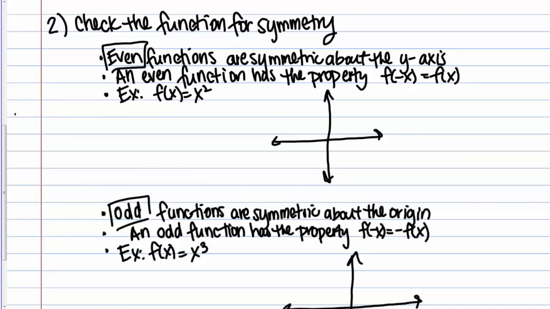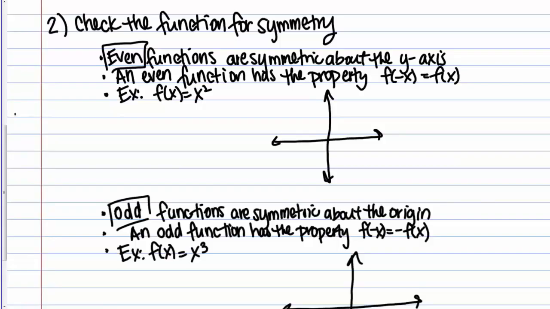Step 2 of the graphing process is to check the function for symmetry. Checking for symmetry may be something that you haven't done in a long time, so we're going to take just a few minutes to review the types of symmetry that a function has and how to check for those. Okay, so a function can be even or odd. Those are types of symmetry.